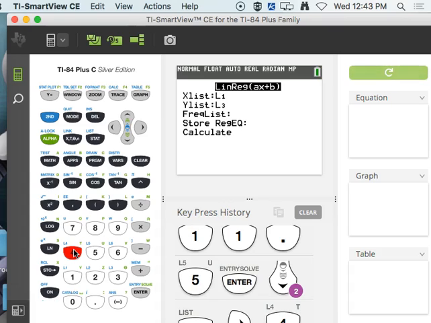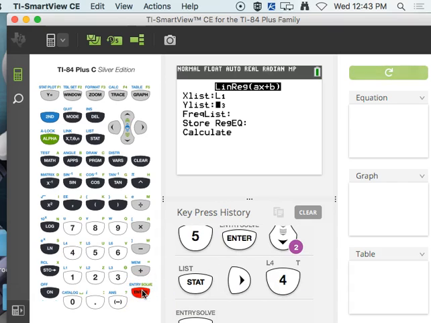So now, this one has list 1 in as the X list. That's exactly what I want, so I'm just going to hit enter. But it has list 3. That's not what I want. So I need to hit number 2, so that I can get that data from New York City in there.